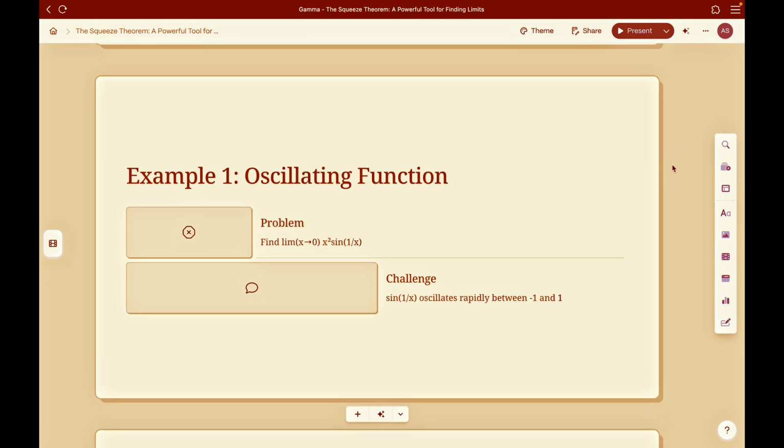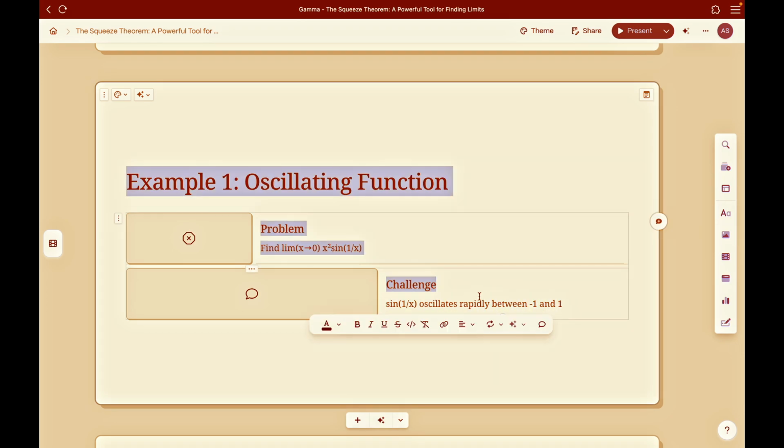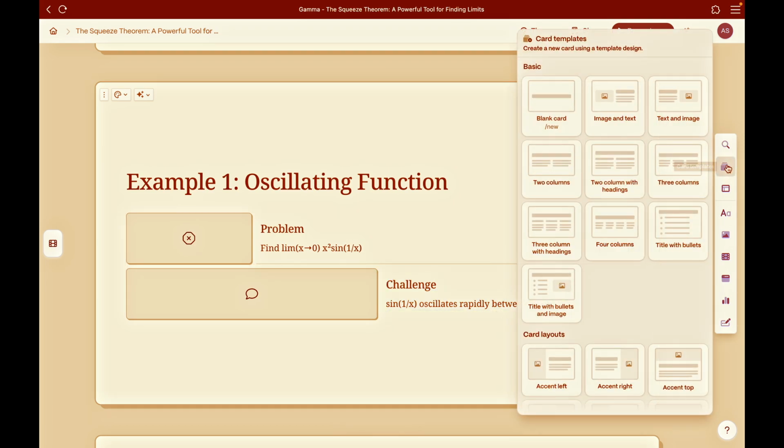Example 1 is an oscillating function, a pretty simple oscillating function which oscillates quite rapidly between -1 and 1. The problem is we have to find the limit as x approaches 0 of x squared sine of 1 over x. Now, as you can see, this very challenging thing over here will actually be the solution.